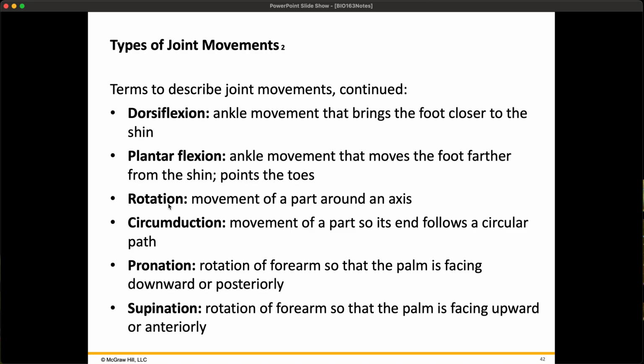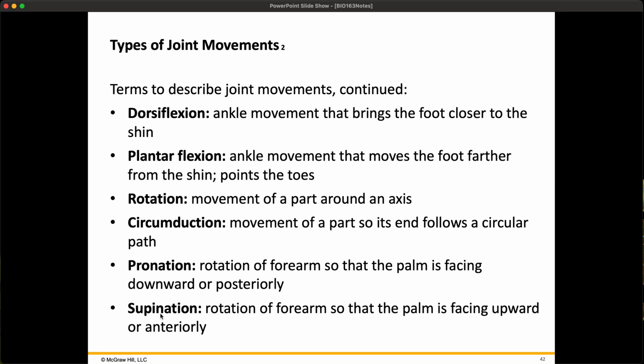Rotation, this is like in your neck, you can rotate there, you can rotate in your forearm. Circumduction, circumference, making a circle. This is only in your ball and socket joints, can only do circumduction. So it's kind of like swinging your arm in a circle.